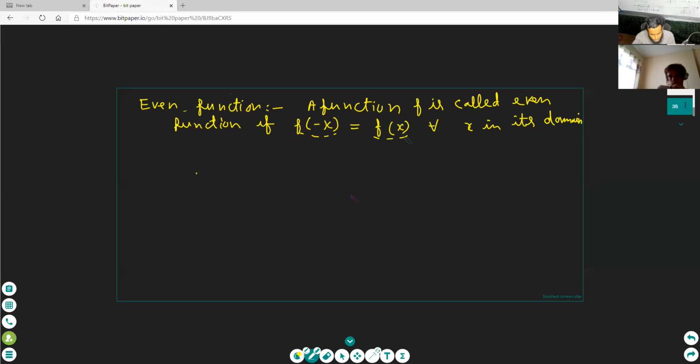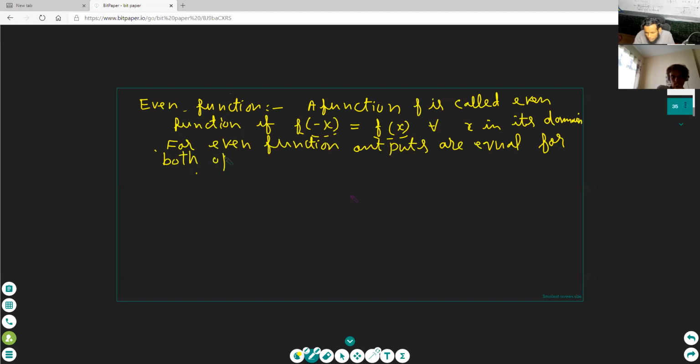For an even function, the outputs are equal for both positive and negative inputs, for both opposite inputs. Clear? Yeah. Opposite inputs.